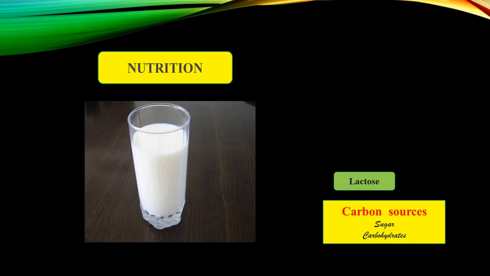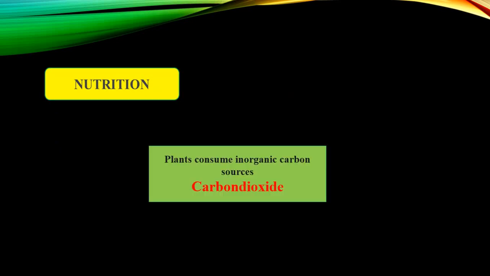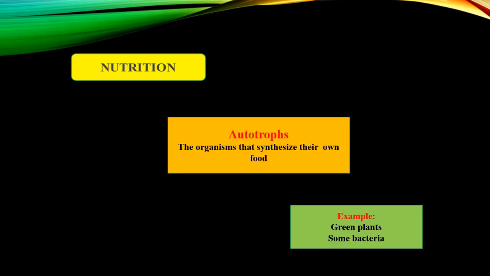Now, different organisms consume different types of carbon source depending on their complexity. As you just learned, animals consume carbon sources like glucose, lactose, etc. These carbon sources are organic in nature. On the other hand, plants consume carbon sources like carbon dioxide. These carbon sources are inorganic in nature. Plants use this carbon dioxide for synthesizing their own food. This means that plants can synthesize their own food and animals cannot.